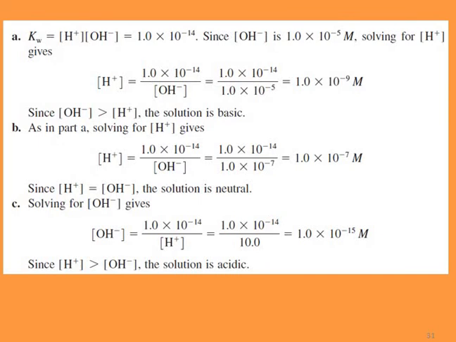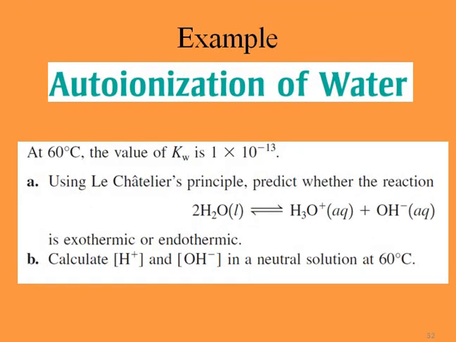Let's do another example. At 60 degrees Celsius, the value of Kw is 10 to the power of negative 13. You remember, we had 10 to the power of negative 14 at 25 degrees Celsius. Using Le Chatelier principle, predict whether the reaction 2H2O, H3O plus, and plus OH minus, is exothermic or endothermic.